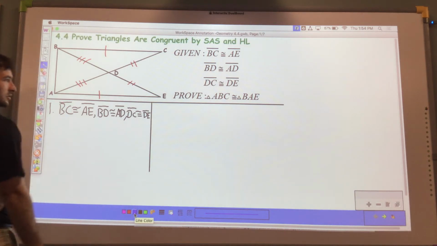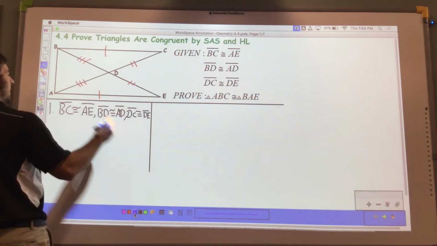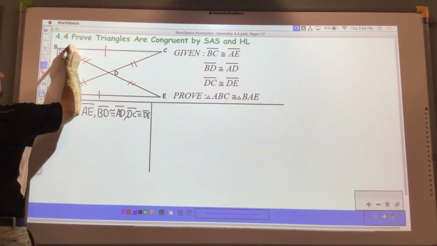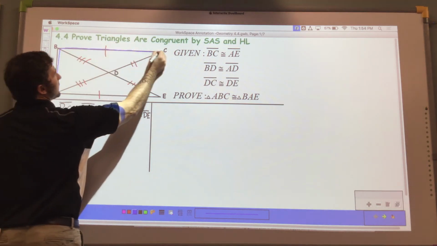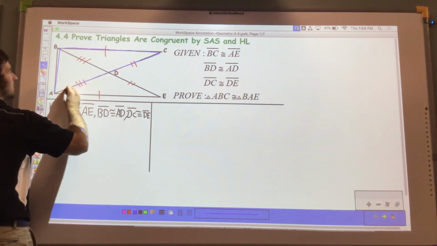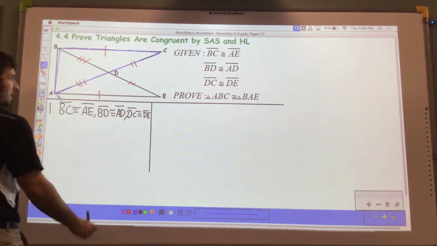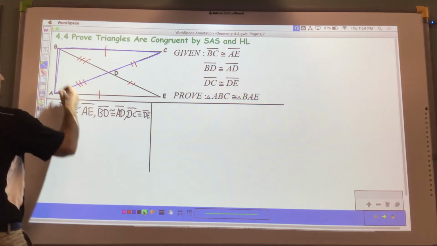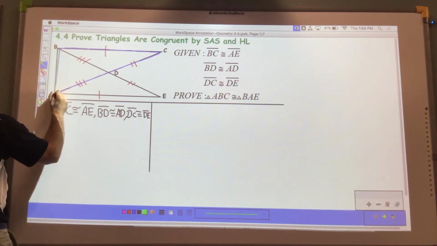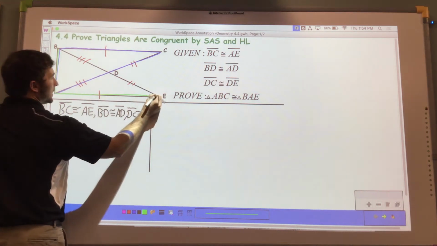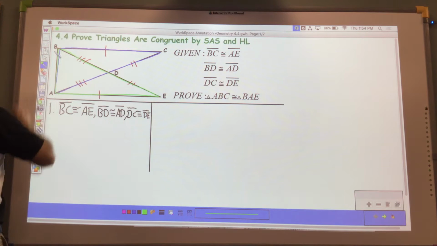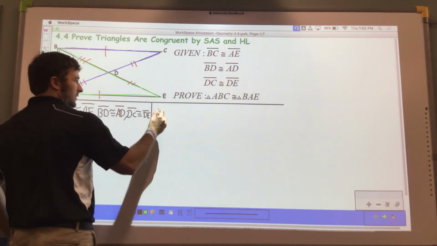Now the triangles we're trying to show are congruent are triangle ABC, which should be this one. Apparently I need to calibrate. So that blue one there. The other triangle is this one, BAE. So we're trying to show that those two, the blue and the green, are equal. Well, we have one side so far. We have two sides remaining. So again, step one, this was our given.